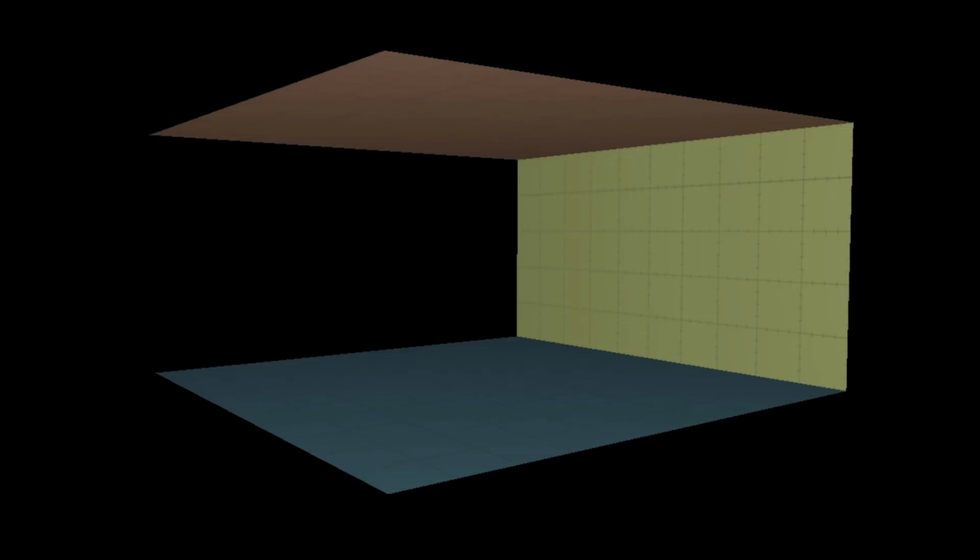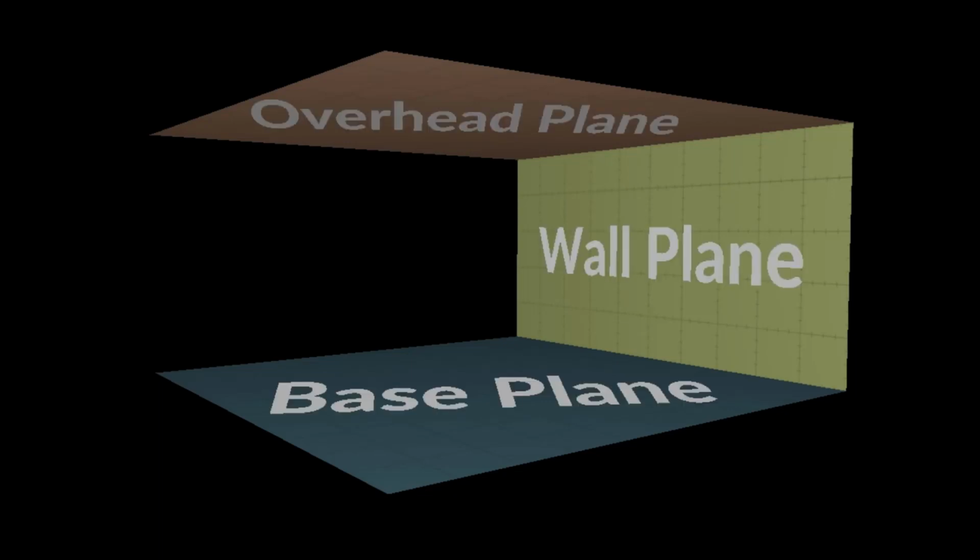So the planes that generally exist in architecture can be classified based on their general orientation. Of course, planes can be oriented in any sort of way, any sort of angle. In general, the ones that we interact with are either base planes along the ground, wall planes, which are vertical planes, or overhead planes.